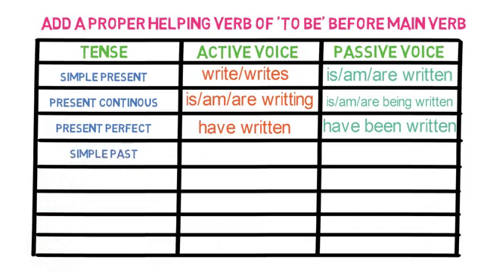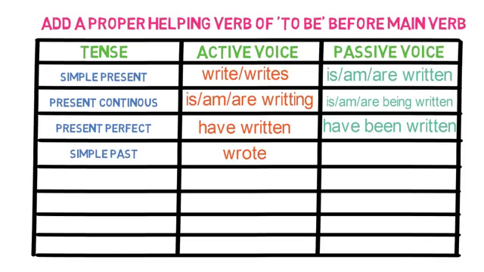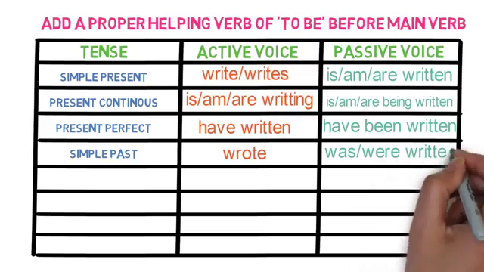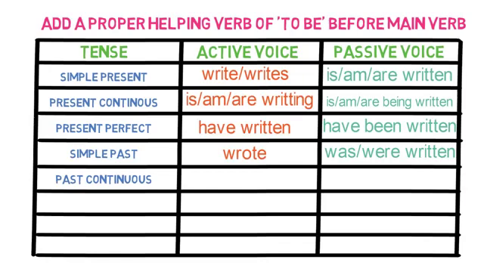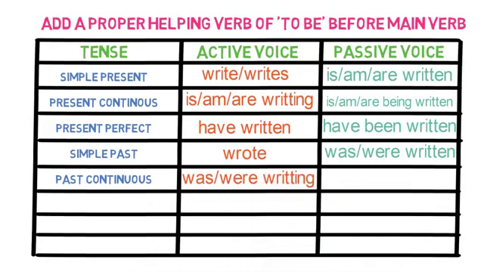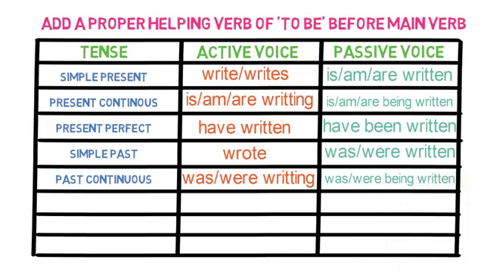For simple past, in active voice, we use wrote, which is verb's past form, while in passive voice, we add was or were, helping verb, and verb's third form written. Past continuous tense. In active voice, we use was or were writing, while in passive voice, we add being helping verb after was, were and written.